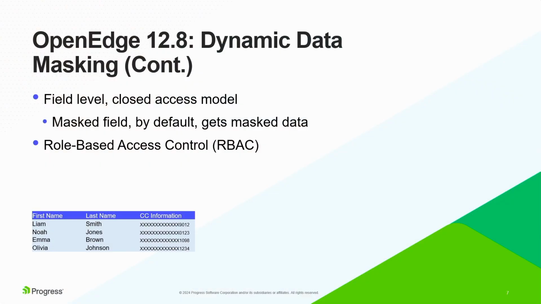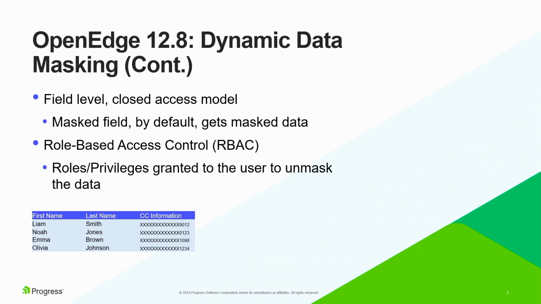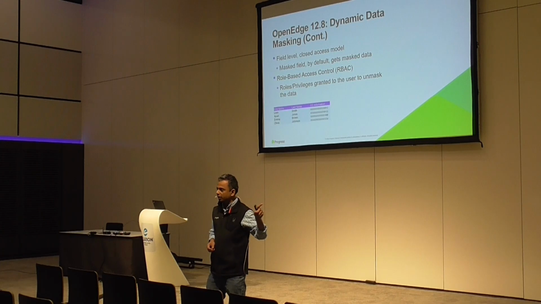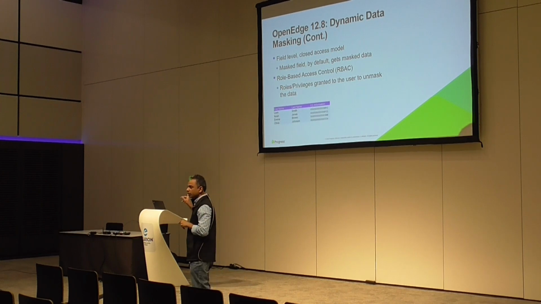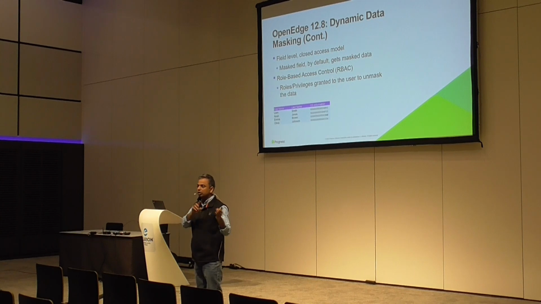So for that, we have introduced a role-based access control system. In the role-based access control system, you need to assign privileges or roles to a user so that they will be able to access that field in an unmasked way. So by default, everything is masked. If you want to give privilege to any user, then those users should have the assigned role and privileges, and then they will be able to see the unmasked data.